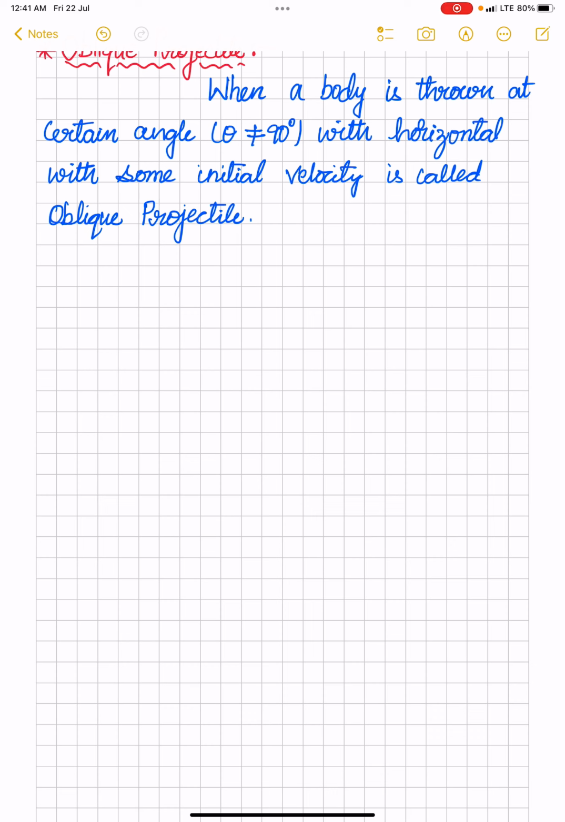As we are saying, the projectile is nothing but motion of a particle in two dimensions, right? Two dimensions is nothing but two axes. One is horizontal, that is the x axis, and another one vertical, that is the y axis. So this is x and this is y. So motion along the x-axis and motion along the y-axis. So what does the definition of your projectile say? When a body is thrown at a certain angle other than 90 degrees with the horizontal, with some initial velocity, right? So it is being thrown now.